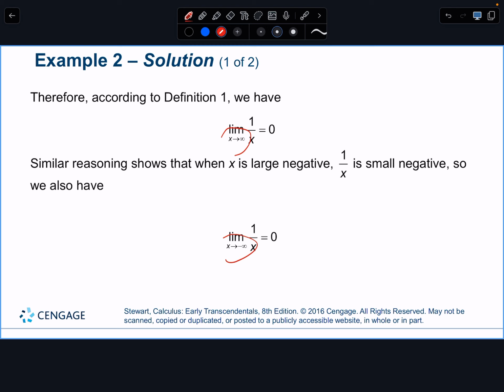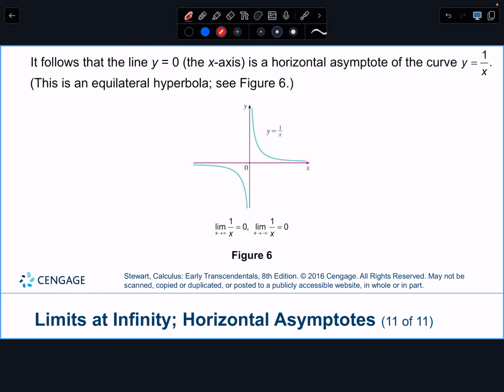So you could say it has a horizontal asymptote at 0. This curve, 1 over x, has a horizontal asymptote at 0 in both directions, right? It's approaching 0 from above as x becomes large positive, and approaching 0 from below as x is large negative. And there is also a vertical asymptote at x equals 0, I should say. So the horizontal asymptote is at y equals 0, and there's only one vertical asymptote, at x equals 0.